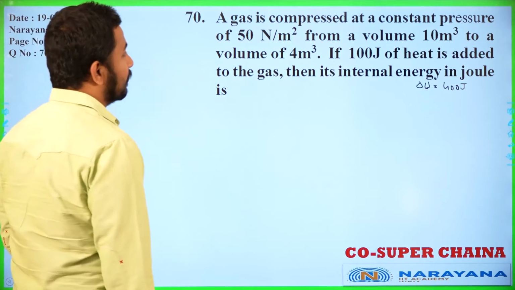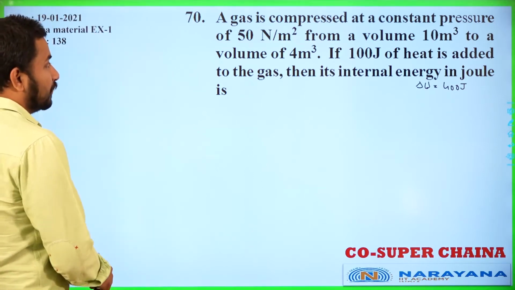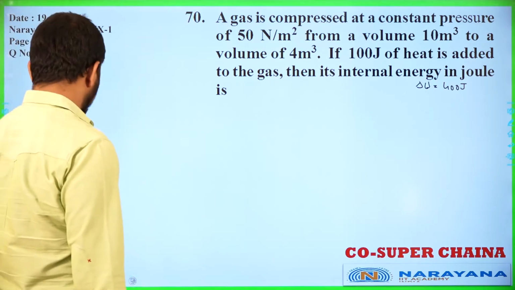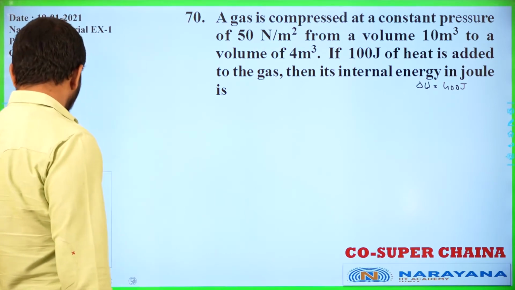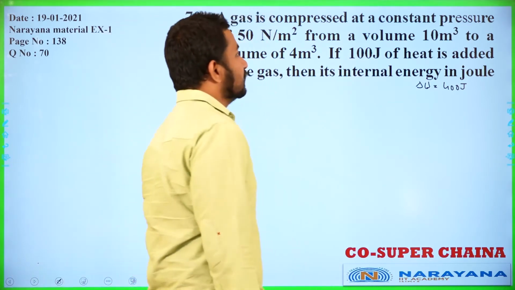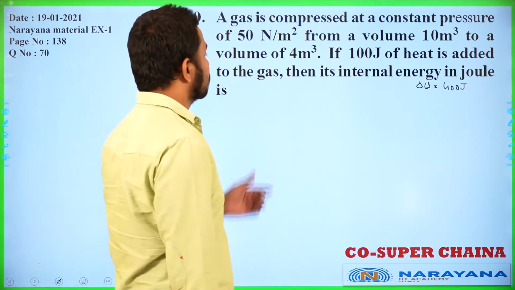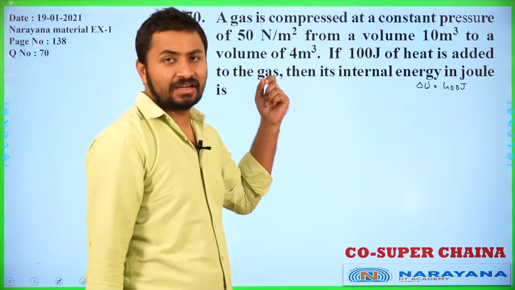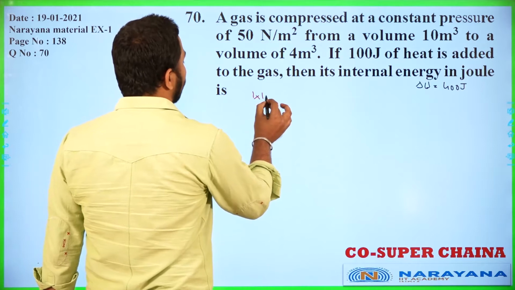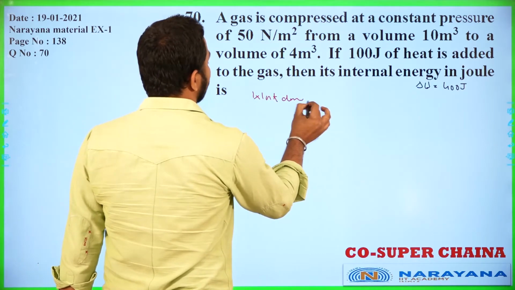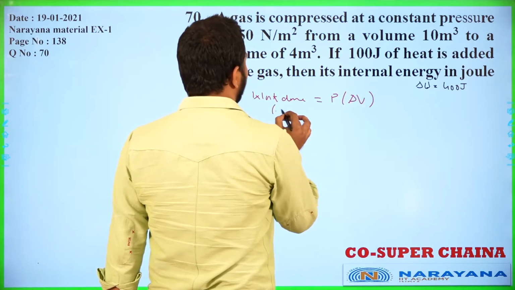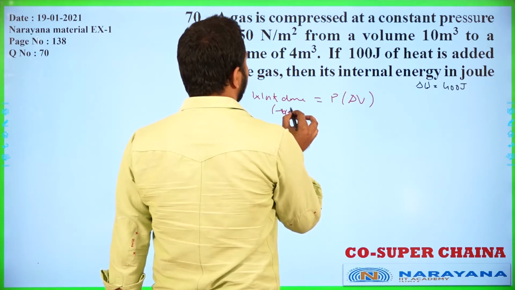A gas is compressed at a constant pressure of 50 Newton. It is said here that the volume is changing from 10 meter cube to this. So there is a decrease in the volume, so work done will be negative. Student, work done will be P delta V and it will be negative work, right?